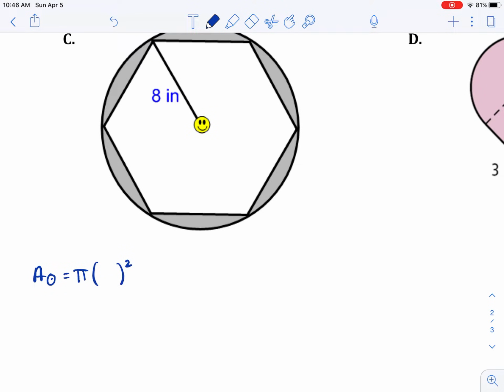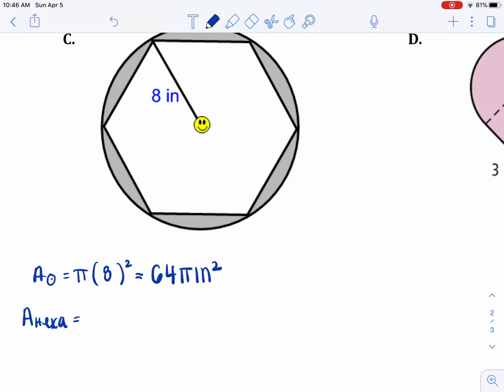So I look and I say, was I given the radius of the circle? Sure was, it's 8. That's 64 pi inches squared. Area of the circle is done. That was nice and quick. All right, now I need the area of the hexagon.